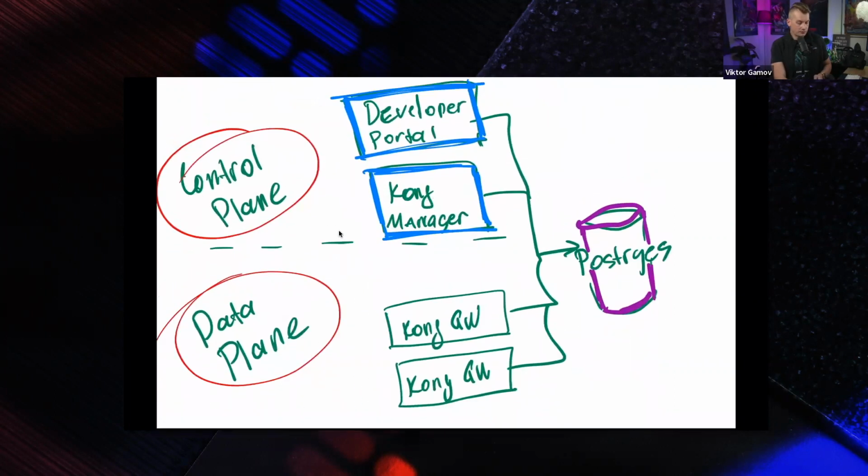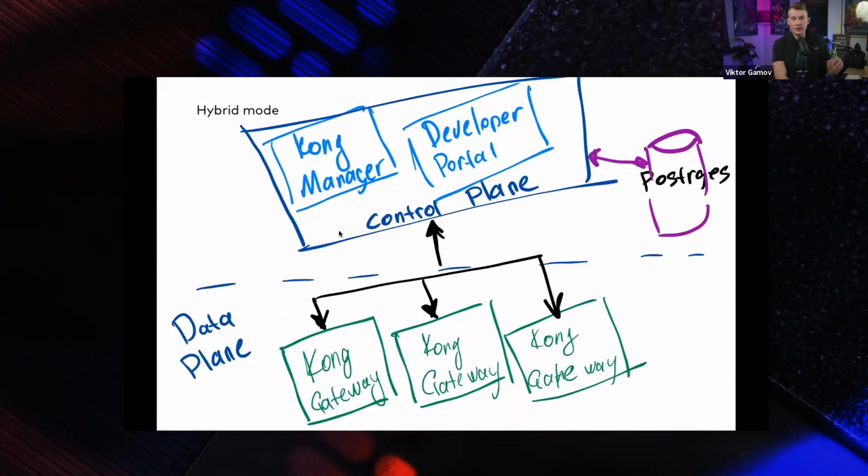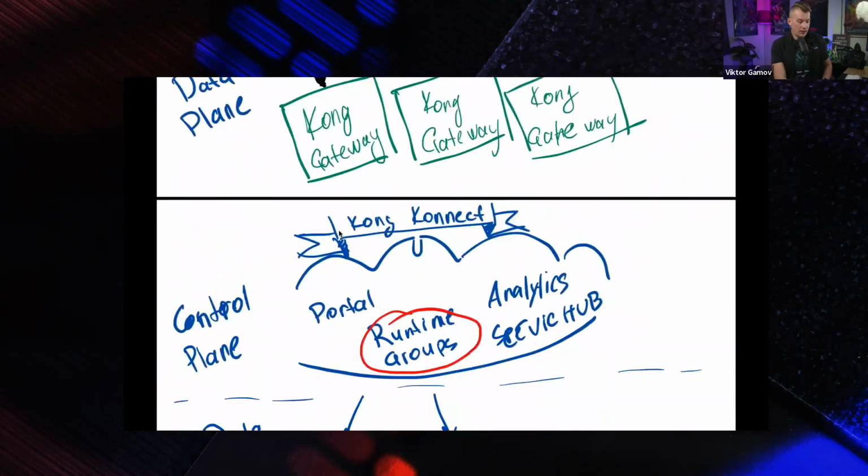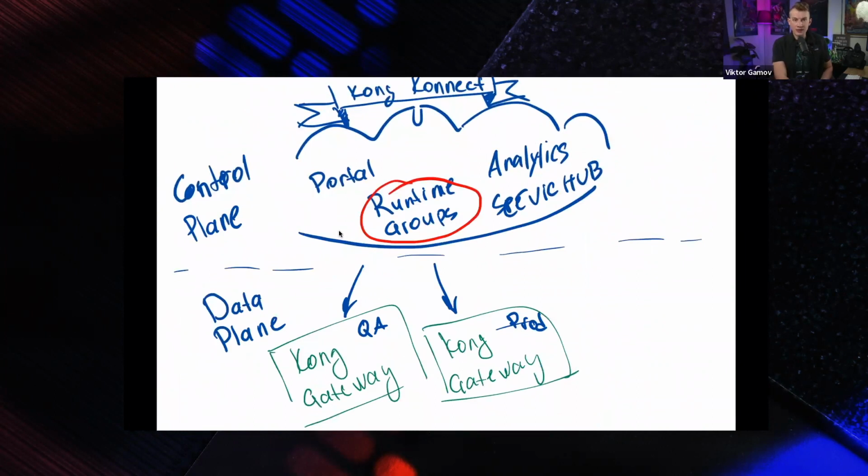With hybrid mode, we have a control plane that will be responsible for consistent configuration and pushing all this configuration to our data planes. And with Konnect, we have a multi-tenant, fully decentralized, fully managed control plane that allows you to configure not only different environments, but also really complex deployments, really heterogeneous. You can have a deployment in Docker and in Kubernetes, and they can be in the same control plane, the same runtime group, and the same configuration will be shared.